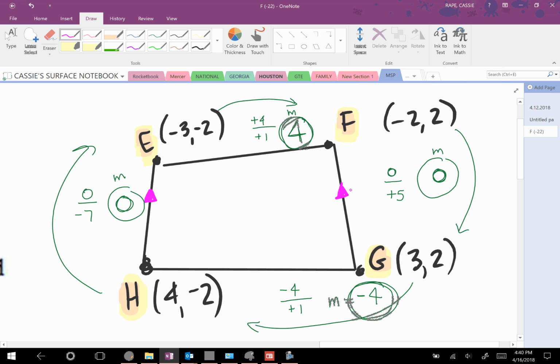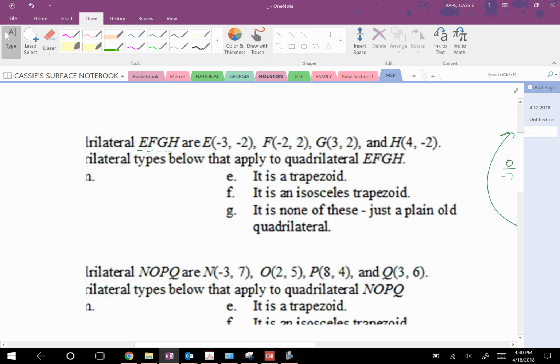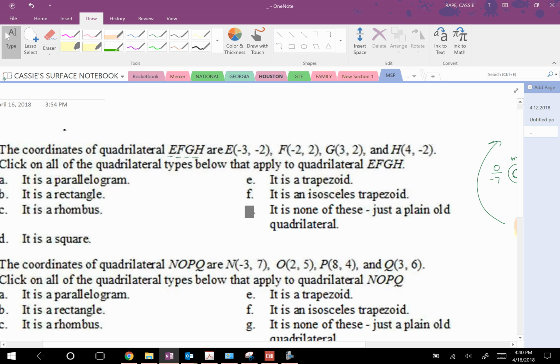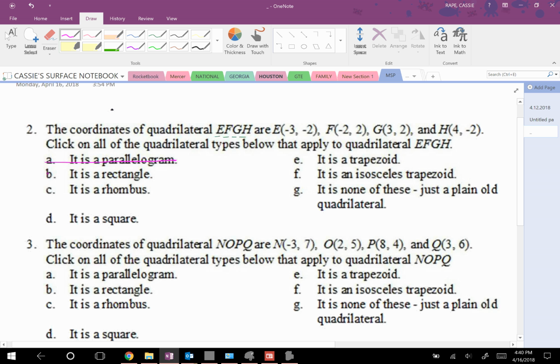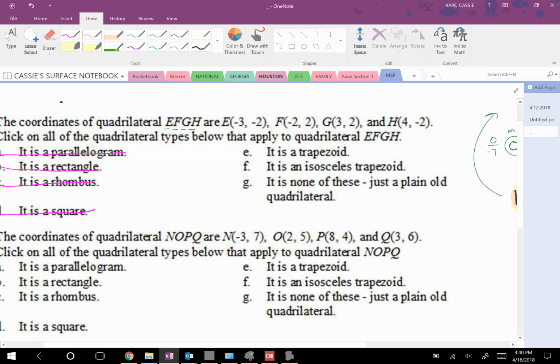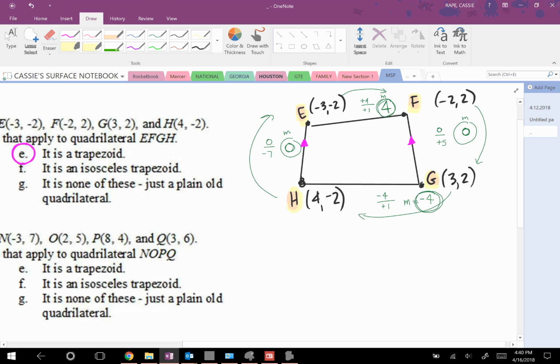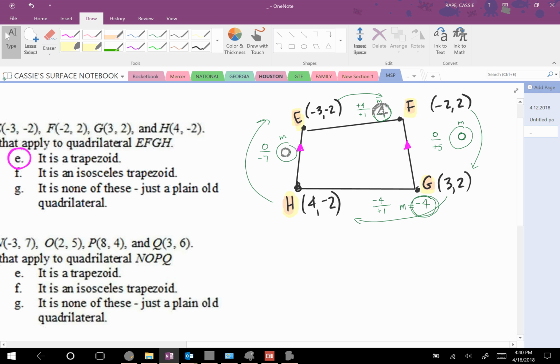Let's look at what the question said again. Opposite sides are not parallel, so it's not a parallelogram, which means it cannot be a rectangle, rhombus, or square, since all of those are subsets of the set of all parallelograms. It is definitely a trapezoid, because I have one set of parallel sides. Now let's look at whether it is an isosceles trapezoid. For an isosceles trapezoid, you've got to have the two non-parallel sides the same. I'm looking to see, is that true about the two sides? And to figure out if they are, I've got to use the distance formula.